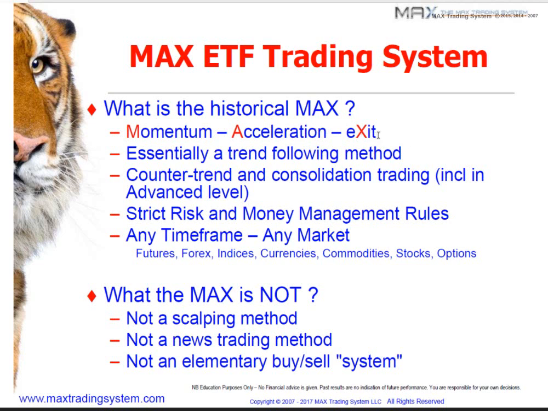And we will have two types of exit: partial exit, or scale out as some traders call it, and total exit, when we have to close the trade because we estimate, for example, that the movement is exhausting. The MAX, the historical or classical MAX, but also the MAX ETF, is essentially a trend following method. In the past, with the classical MAX, we also had some ways, in the upper levels of the MAX Advanced and further, to trade counter trend movements and some types of consolidation area. But now we have generalized all these concepts with the MAX ETF.